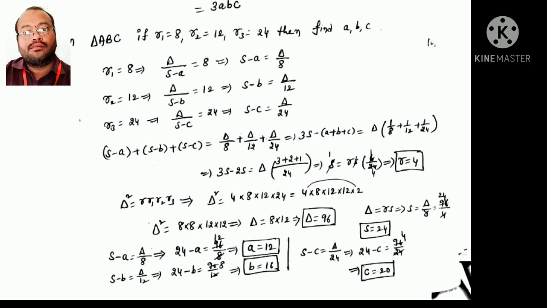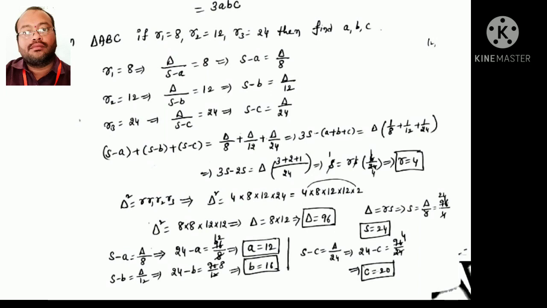Adding this, s minus a plus s minus b plus s minus c, we can get delta as common, then 1 by 8 plus 1 by 12 plus 1 by 24. So then a plus b plus c as 2s, so 3s minus 2s we can get as s. Remaining, by simplifying, we can get here, s cancels, then it will be r by 4 is equal to 1, then r is equal to 4, right? So we have one more formula, delta square is equal to r into r1 into r2 into r3.